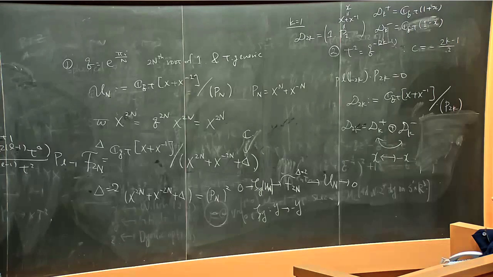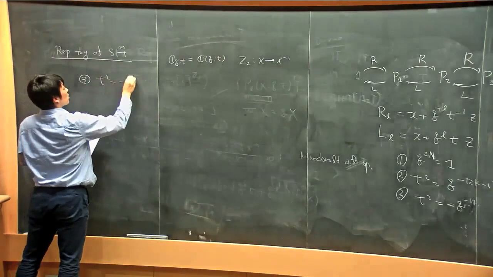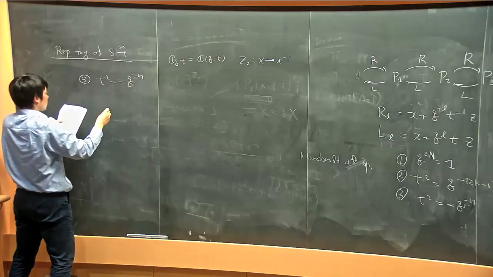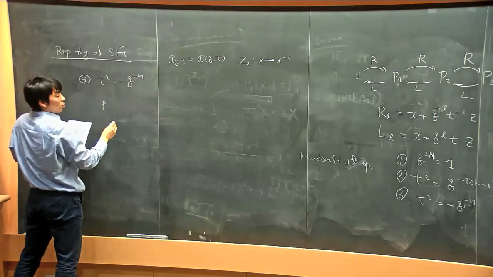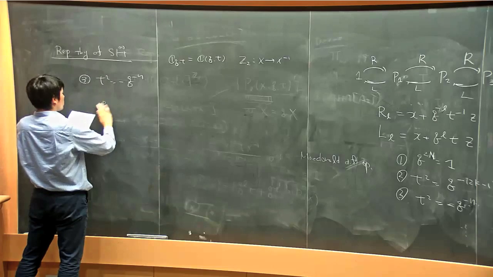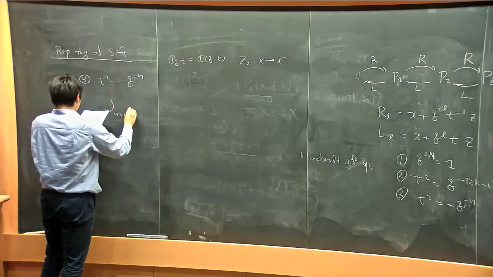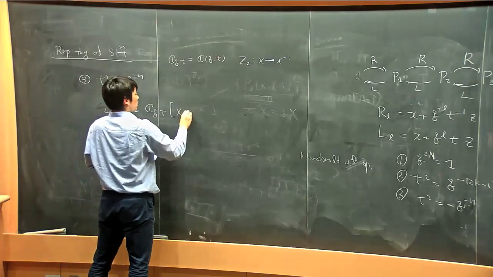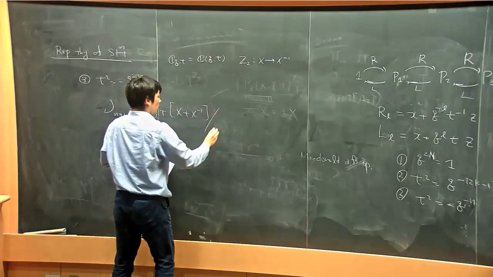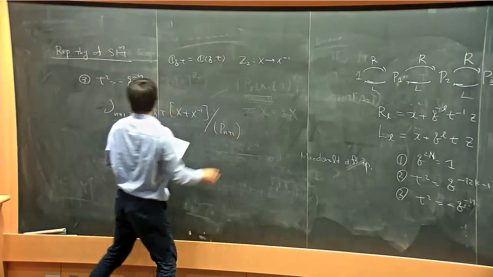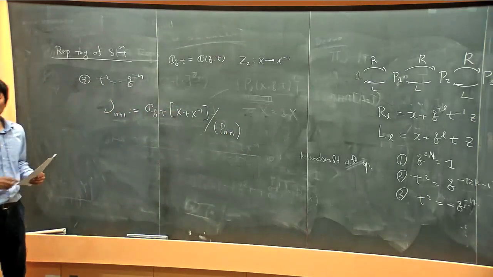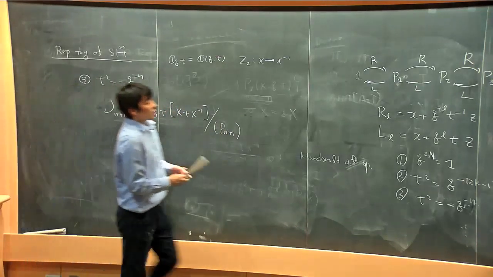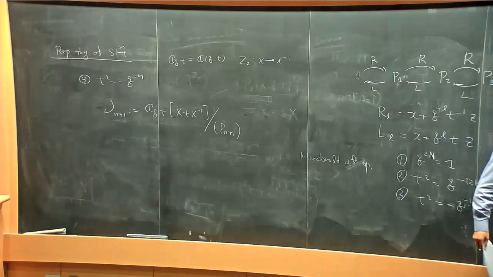And the third case is t squared is equal to minus q to the minus n. So there is only one finite dimensional representation, which I call Bn plus 1, the quotient of the ring by x plus x inverse divided by Pn plus 1. So there's only one finite dimensional representation, which kills the second factor.